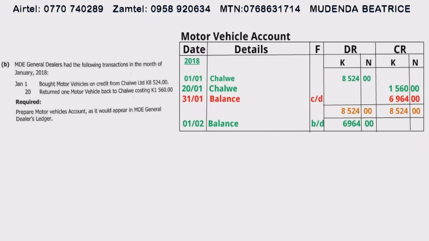Okay, now once we have balanced there, we can come down and write balance brought down. This one will be done on 1st February 2018. Balance brought down will be 6,964 kwacha. Now remember, if the balance carried down was credited, then the balance brought down should be debited. Okay, so basically that's how you balance or prepare the motor vehicle account.